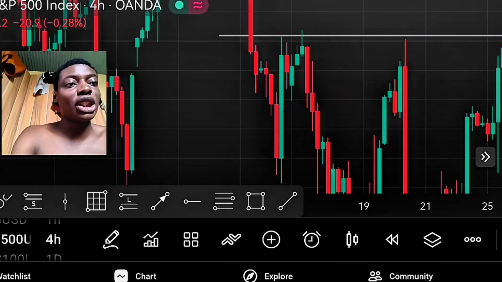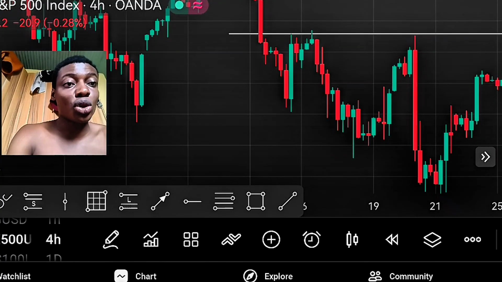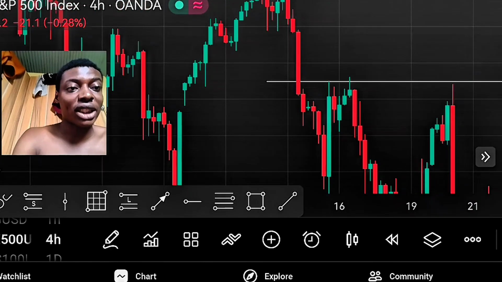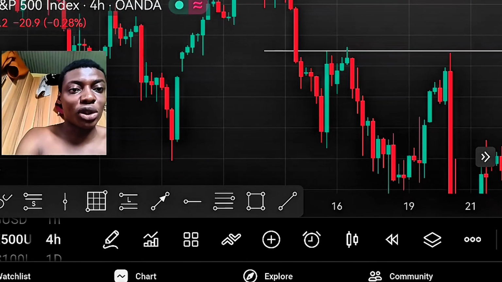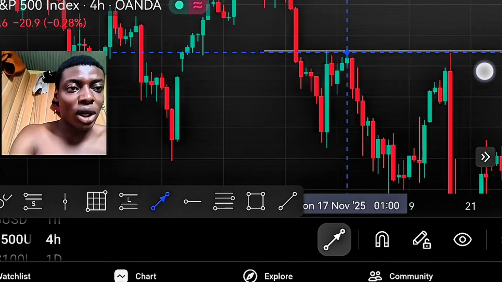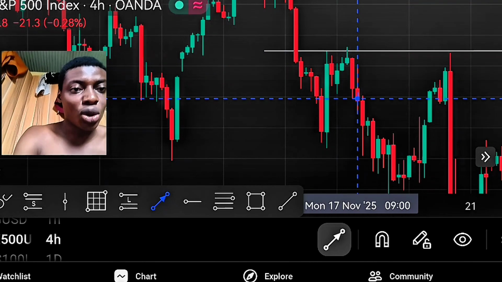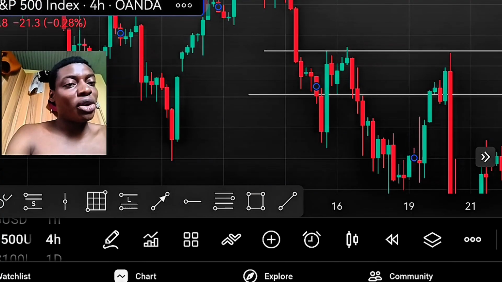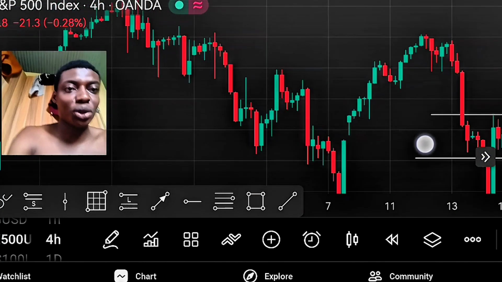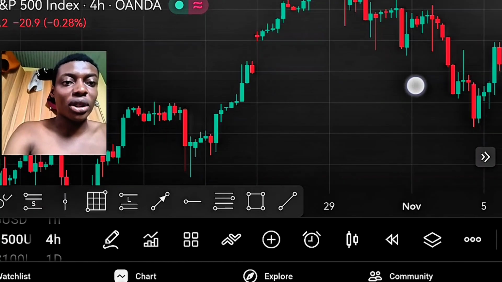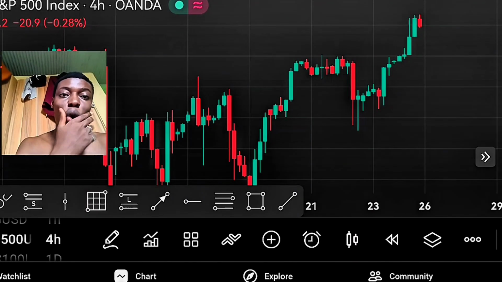So the body has to close above or below the higher highs or higher low. Now you can see that this is a bearish break of structure. We have this red candle to the downside, we have this green one, we have this red candle closing below. So this is a break of structure to the downside. Just telling you guys that when it is a liquidity sweep, it is not a break of structure. So the body has to close below, not the wick.